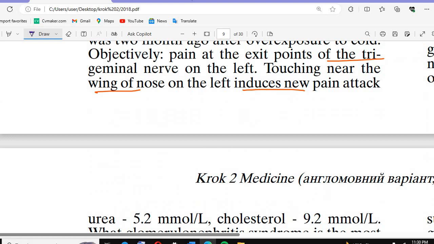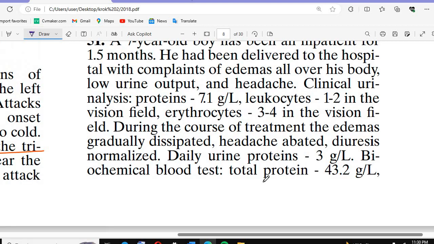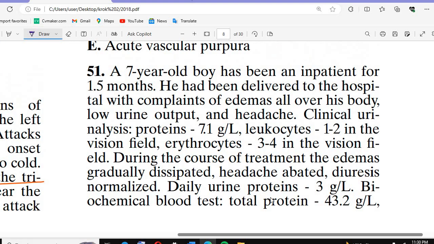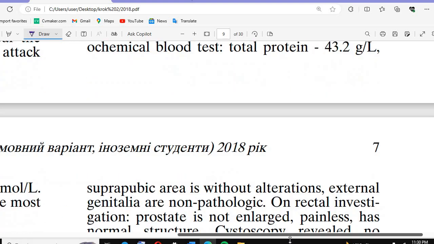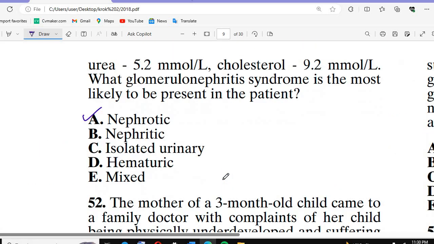In nephrotic syndrome, we can see that there is hypercholesterolemia. There are total proteins, daily urine protein, biochemical findings. So I will tell you the mnemonics also, for nephritic syndrome and nephrotic syndrome. In nephritic syndrome, we see hematuria. In nephrotic syndrome, the protein will be in very high amounts. That's what we discussed.